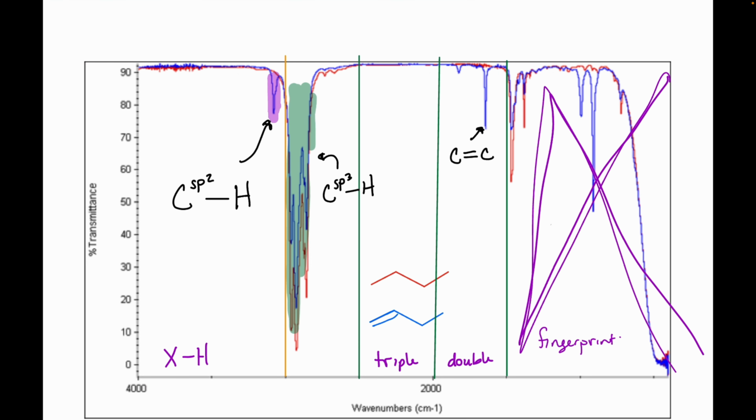All right, so we can see we got these two extra peaks compared to my alkane spectrum. First one corresponding to the actual carbon-carbon double bond, the other one corresponding to the hydrogens that are bound to those sp2 hybridized carbons.